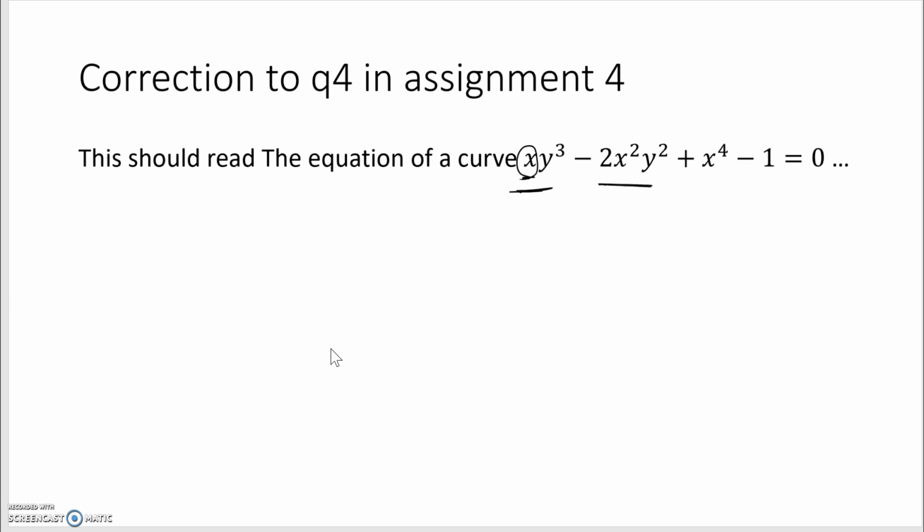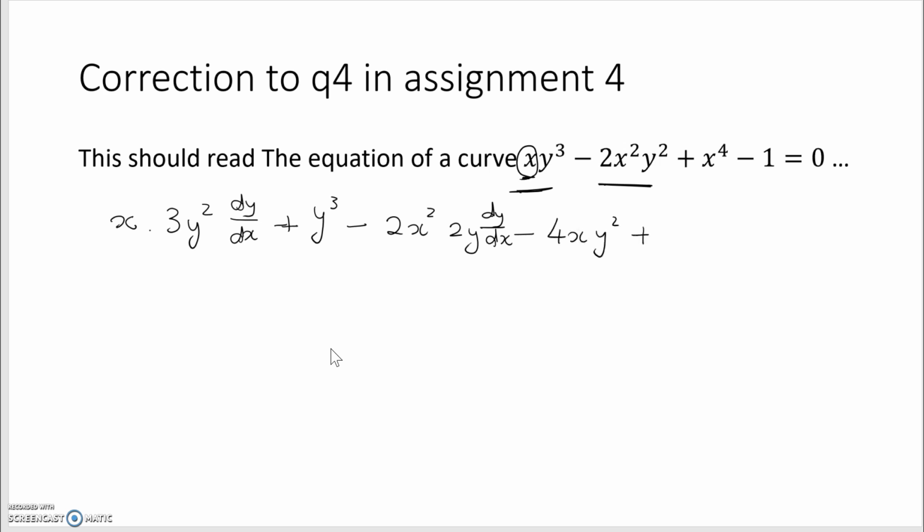product rule as well. So the derivative of xy cubed is going to be x times the derivative of the y cubed term, which would be 3y squared times dy by dx, plus y cubed times the derivative of x, which of course is 1, minus 2x squared times the derivative of y squared, which would be 2y dy dx, minus the derivative of 2x squared, which is 4x times y squared, plus the derivative of x to the 4, which would be 4x cubed. Derivative of 1 is 0, is still equal to 0.